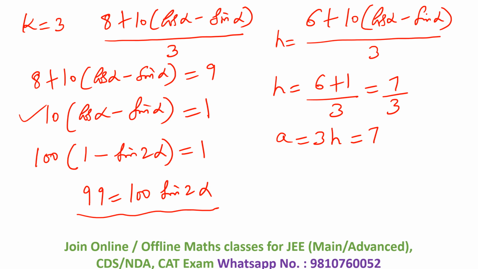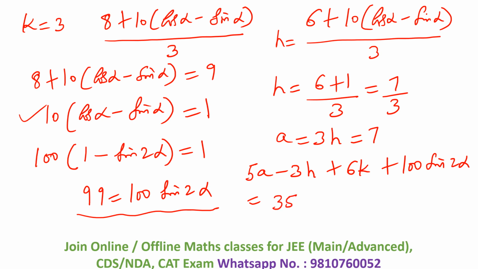Now students, we have found the values of all the variables. So let's evaluate the expression finally. The expression was 5a minus 3h plus 6k plus 100 sin 2 alpha. Just put all the values. So 5a means 35, minus 3h means minus 7, 6k means 18, and 100 sin 2 alpha is 99. So the final answer becomes 145.